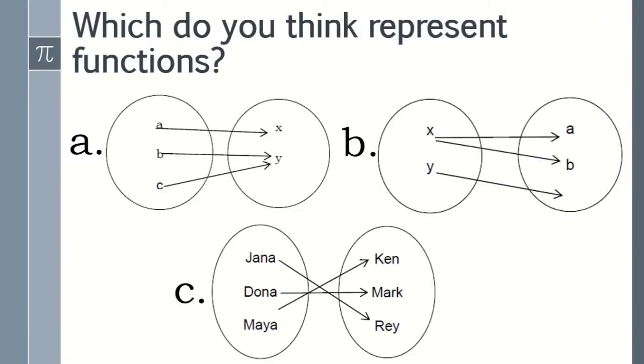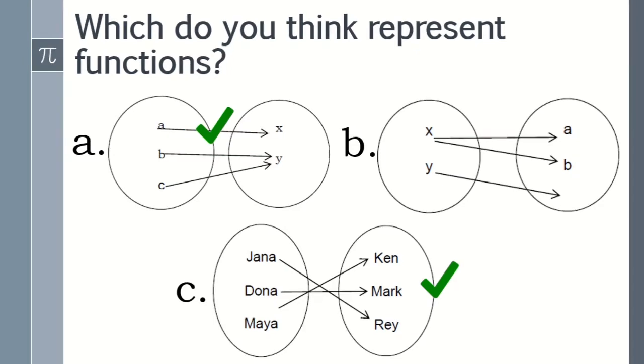We can also identify a function given a diagram and the following mapping diagrams. Which do you think represent functions? Okay, very good. The relations A and C are functions because each element in the domain corresponds to a unique element in the range. However, B is a relation and not a function because there's a domain which corresponds to more than one range. So, those are functions and relations.